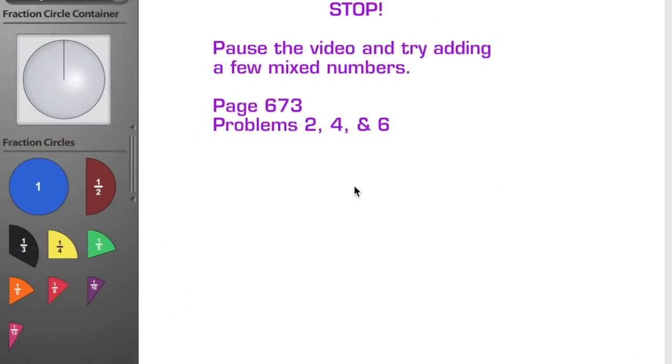Stop the video, put it on pause, try a few mixed number problems yourself. Go to page 673 of your math book and work out problems 2, 4, and 6. They give you a blank image of circles and fractions that you can color with your pencil if you want to. Pull out some colored pencils. And you can use this visual to help you find the answers to these math problems.